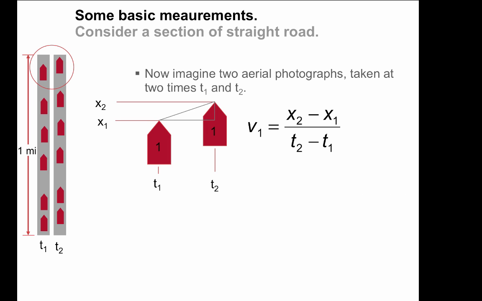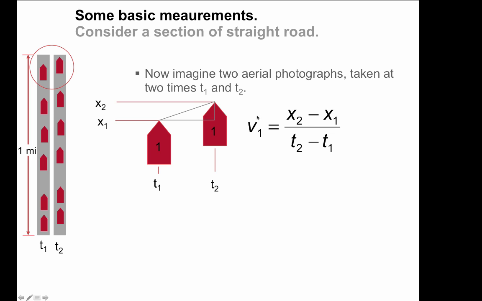Now imagine that we take 2 photos at 2 different times, time 1 and time 2, and we know what the time interval might be. Maybe they're taken 1 minute apart. If we look at a particular vehicle, we'll call this vehicle number 1, and we look at its position along the roadway, we call that X1. Assuming it's a straight roadway, it's pretty straightforward. And then at time 2, we see how far that vehicle has moved. It's moved a little bit. It's now at location X2.